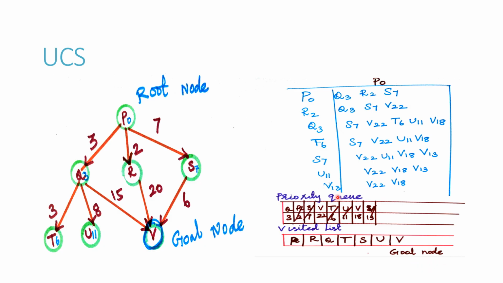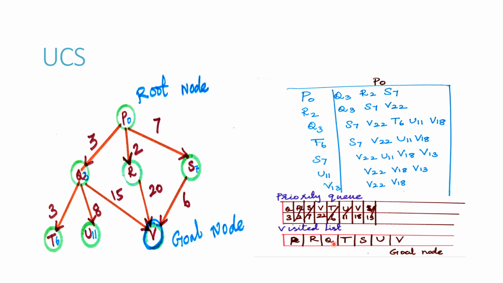Okay. So the main aim of uniform cost search is that we can take the path with the lowest cumulative cost from the start node to the goal node. So here the path will be P, S, V. P to S 7, S to V 6. So the total cost is 13.